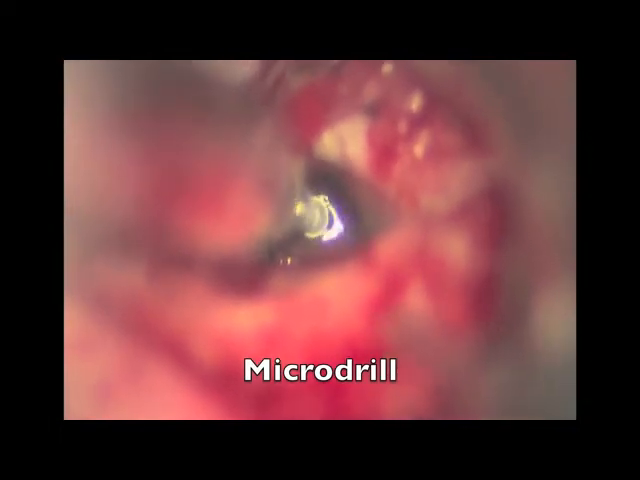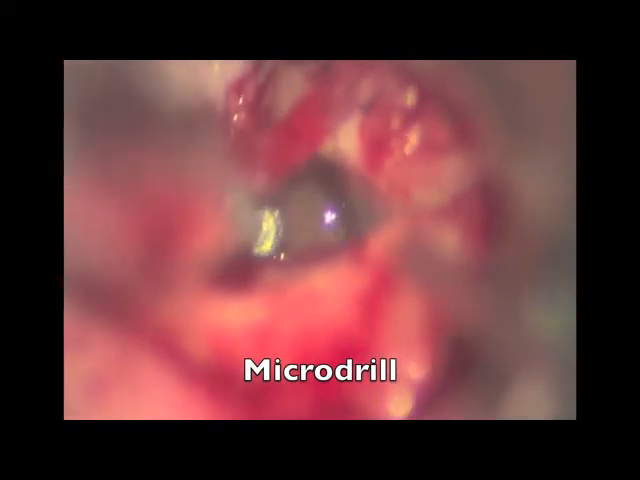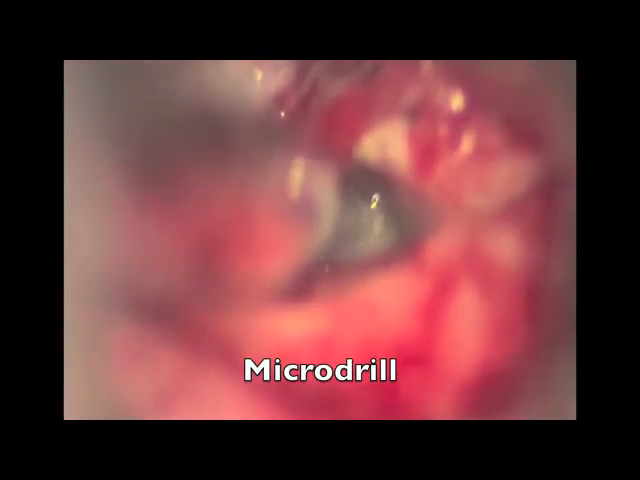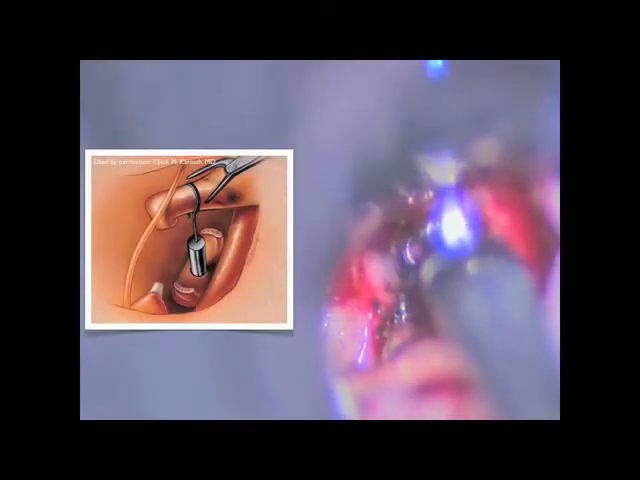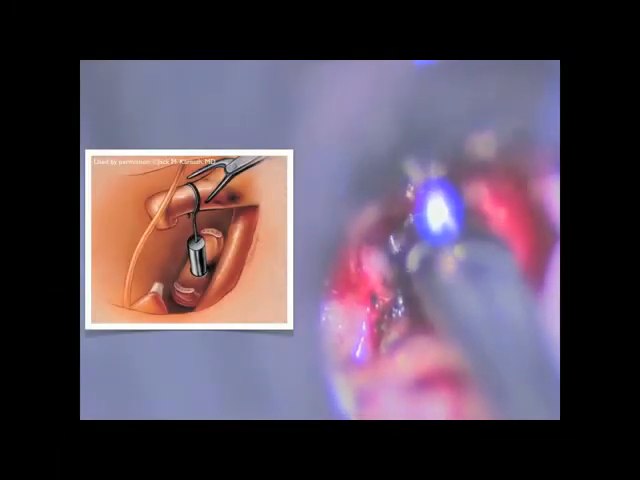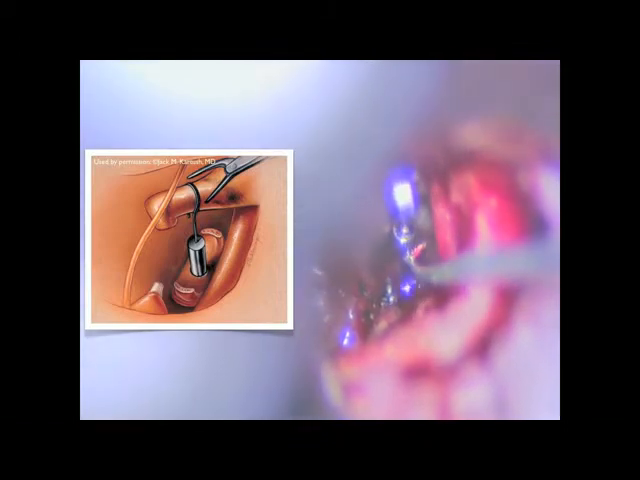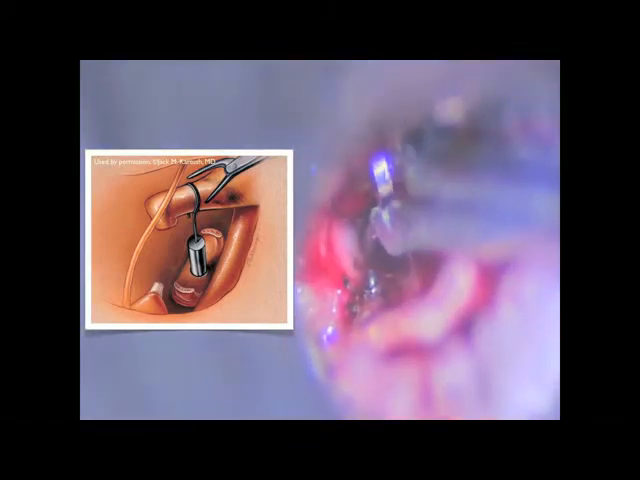In cases with thicker bone, a diamond microdrill may be required. A platinum and titanium piston is placed into the opening made into the inner ear and hooked over the anvil bone. The platinum portion of the piston that is placed over the anvil bone is crimped to secure it to the bone.